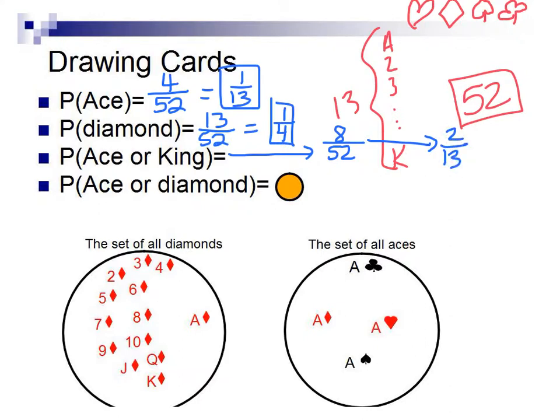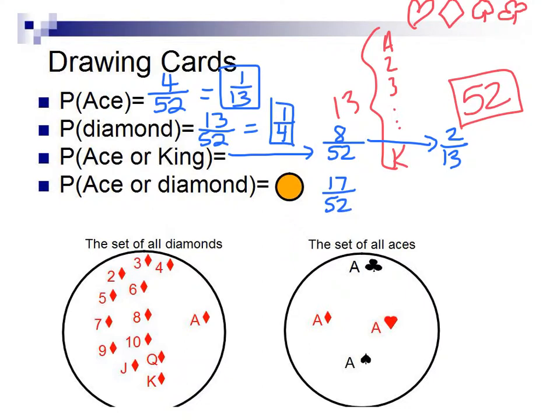Okay, how about an ace or a diamond? Okay, an ace or a diamond. So if I kind of thought up the same thing that I just did, I've got 4 aces, plus I've got 13 diamonds, so that would be 17 out of 52.